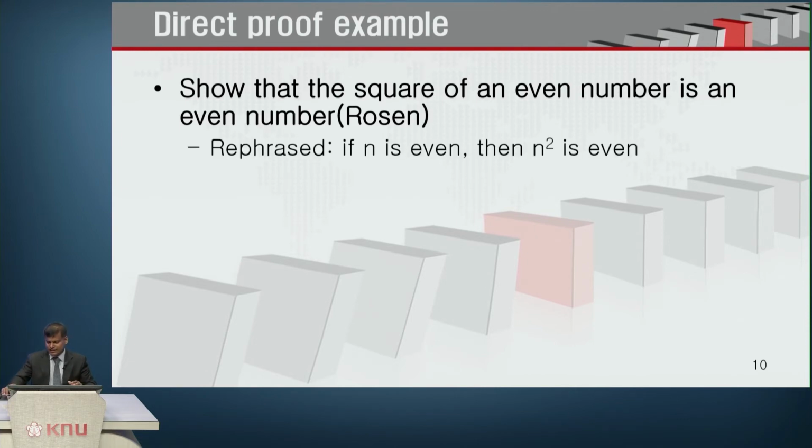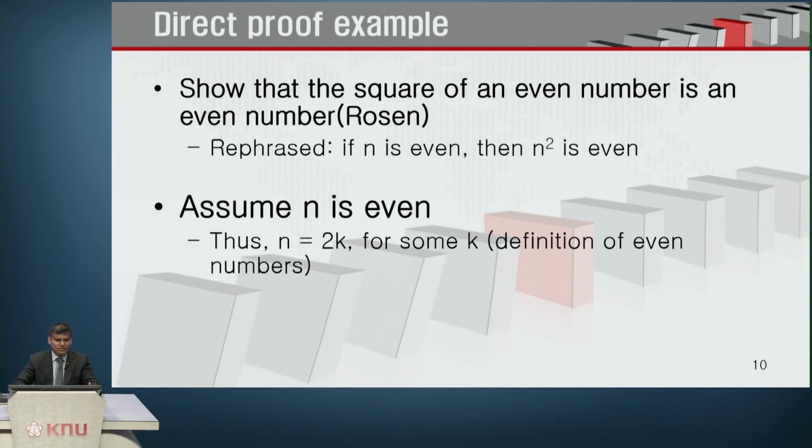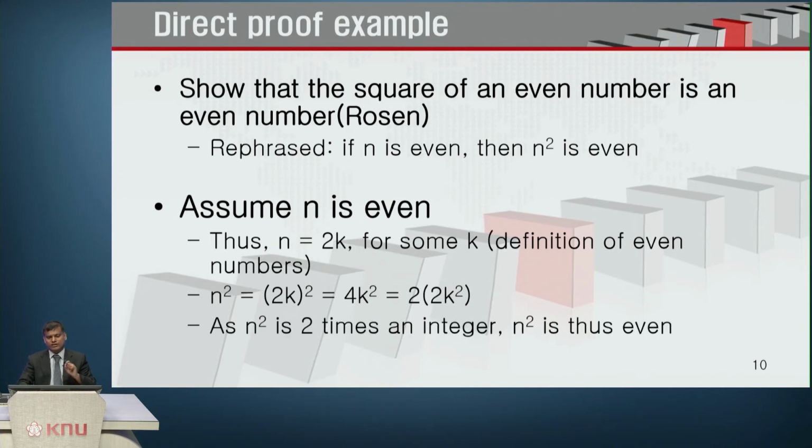So let us rephrase it this way: if n is even, then n square is even, right? So assume that n is even. Thus n equals 2k for some k, a definition of the even numbers. So then n square equals (2k) square, that is 4k square, that equals 2 times 2k square. And you know that as n square is 2 times an integer, n square is thus even.